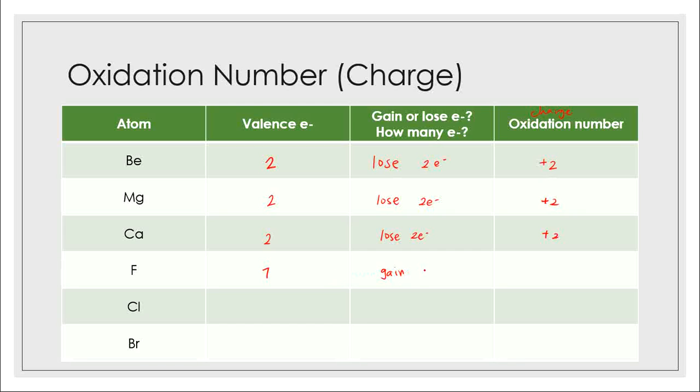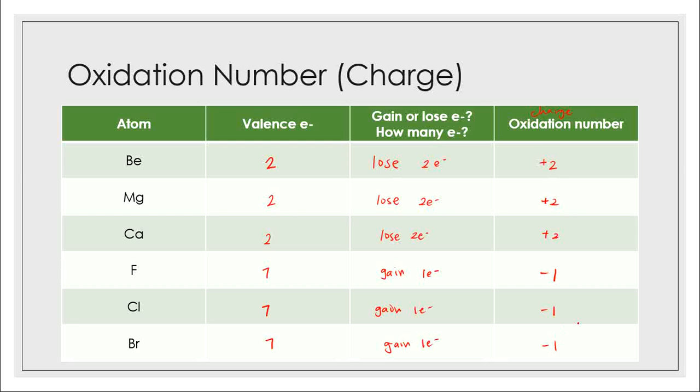How many more does it want? It wants 1 electron. So what's the oxidation number? It's -1. Minus because it's gaining an electron. What about chlorine? Chlorine also has 7. So it will gain 1 electron for an oxidation number of -1. Bromine, same thing. It has 7 valence electrons. It gains 1 electron for an oxidation number of -1.